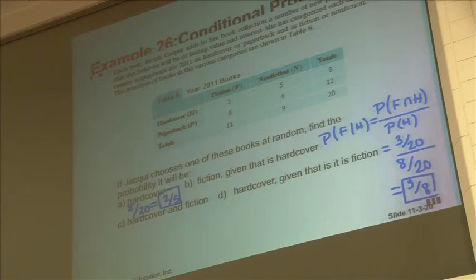Given, because bonus part C, if I want a book that is both hardcover and fiction, look at your chart. Hardcover, fiction. There are only 3 books that are both hardcovers and fiction. So that's the difference there. So 3 out of 20.